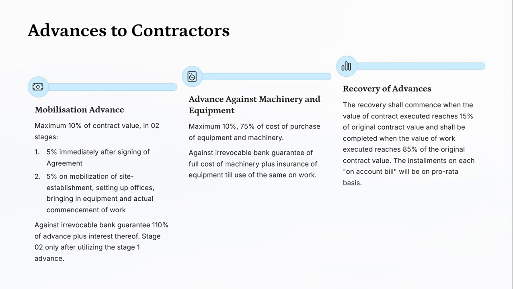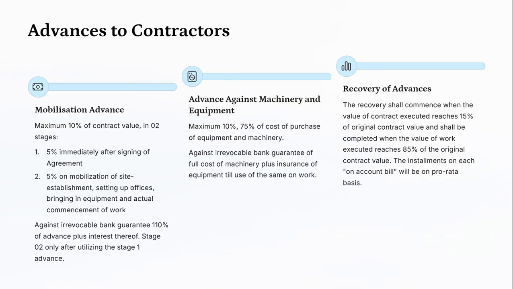Advances to contractors. Mobilization advances. Maximum 10% of contract value in two stages, 5% immediately after signing the agreement, 5% on mobilization of site establishments, setting up offices, bringing in equipment and actual commencement of work. Against irrevocable bank guarantee, 110% of advance plus interest thereof. Stage 2 only after utilizing the stage 1 advances.